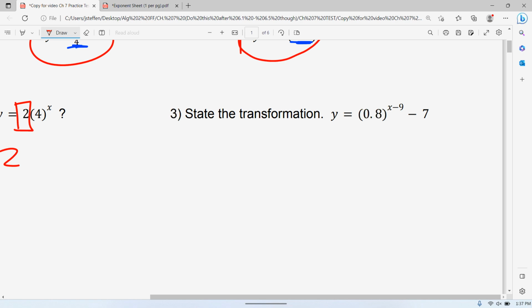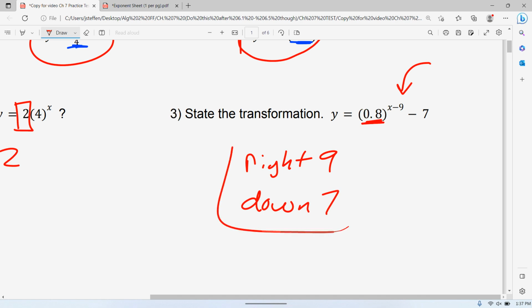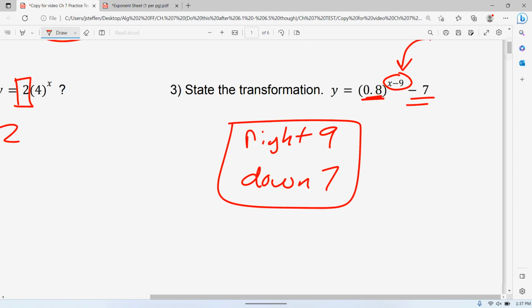State the transformation. Well, it is an exponential decay problem because it's smaller than 1, but we don't care about that. This -9, the minus 9 means we go to the right 9, and the -7 means we go down 7. Remember, up here is left and right, down here is up and down. The left and right always seems like the opposite. If it's -9, it's actually to the right. If it's +9, it'd be to the left. And then the up and down totally makes sense.